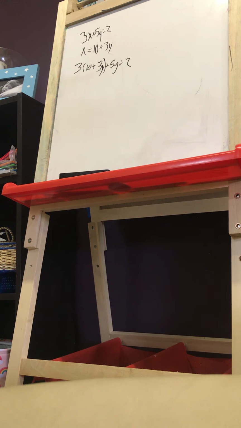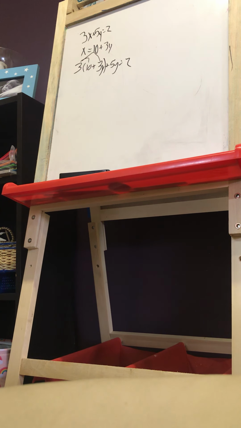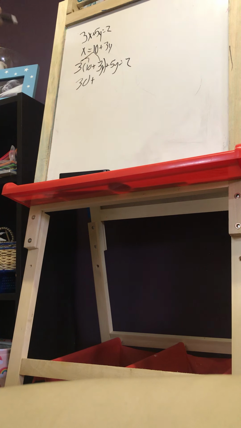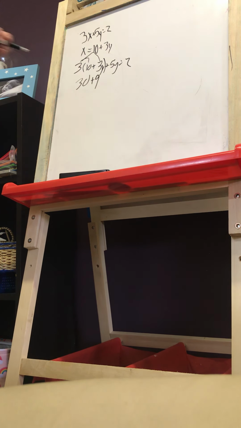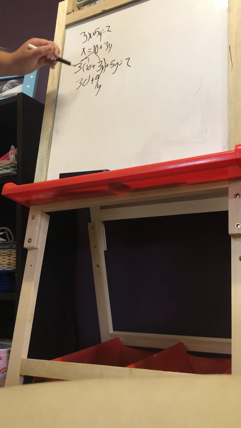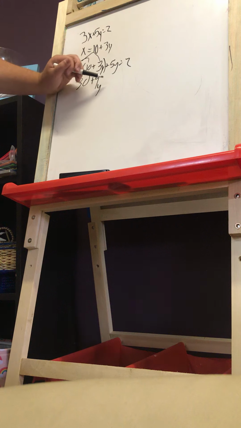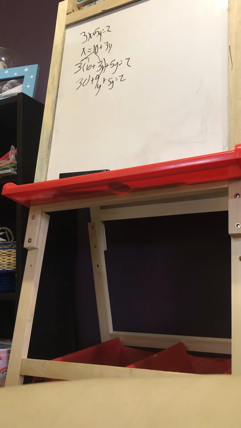Now, brackets is another sign for multiplication, which means this 3 is going to be multiplied into each one of the terms in the brackets. That is, 10 times 3 will be equal to 30, and then 3 times 3 is equal to 9y. Don't forget the y. Now that you've done the multiplication, there are no longer brackets there, so you can just add 5y equals 2.